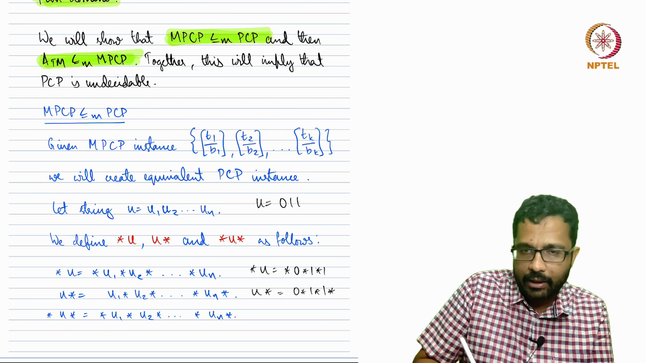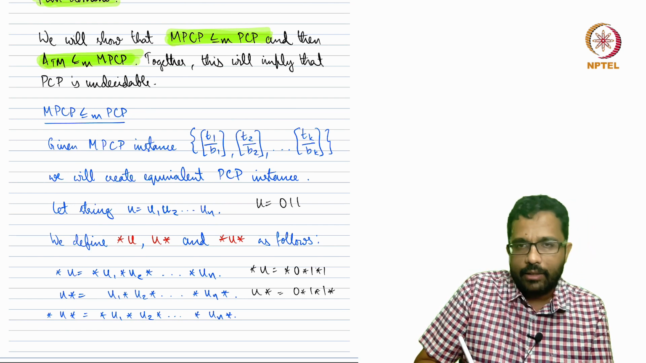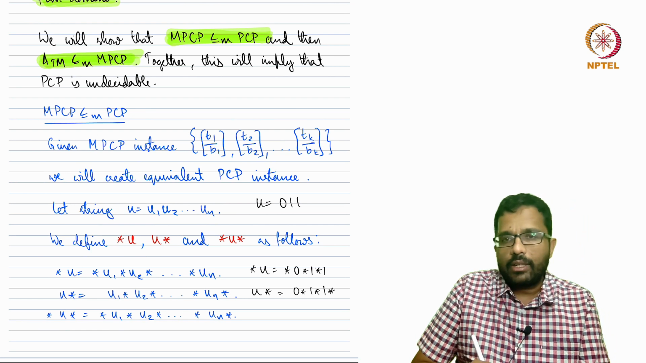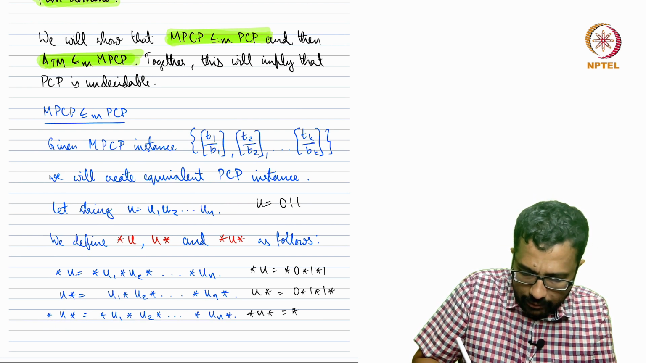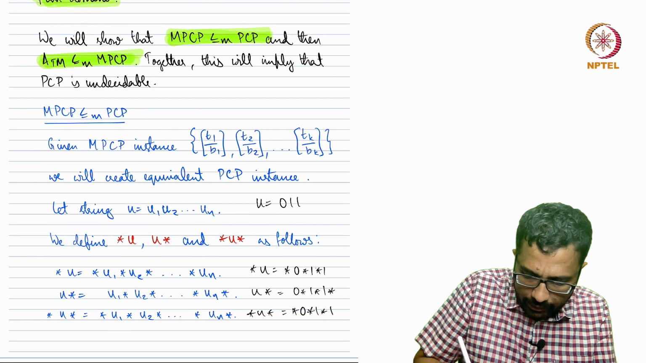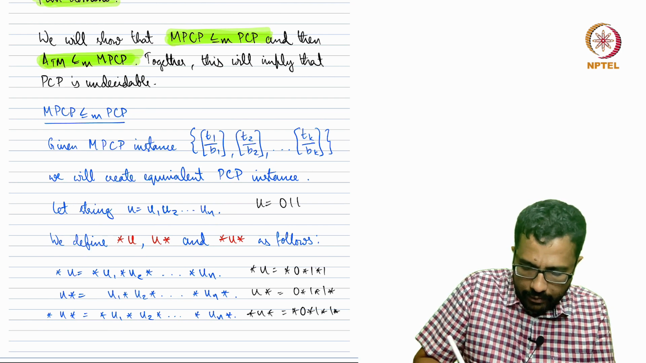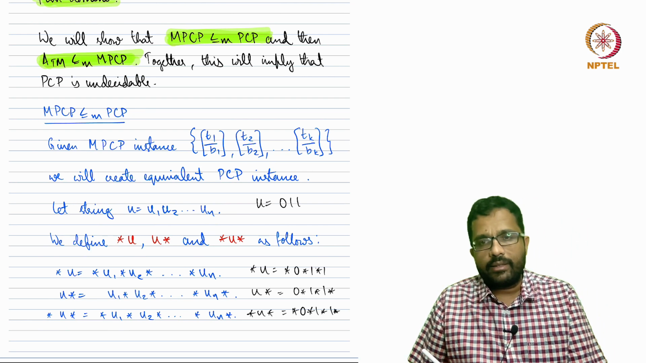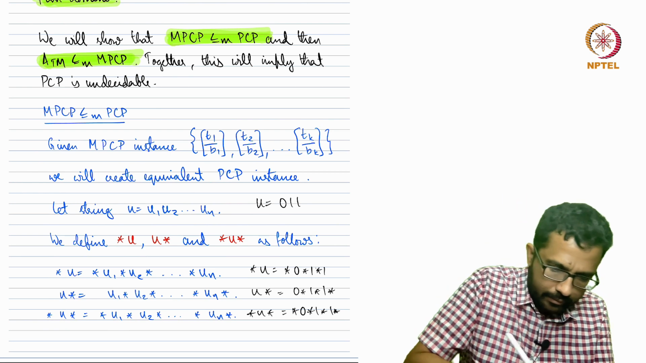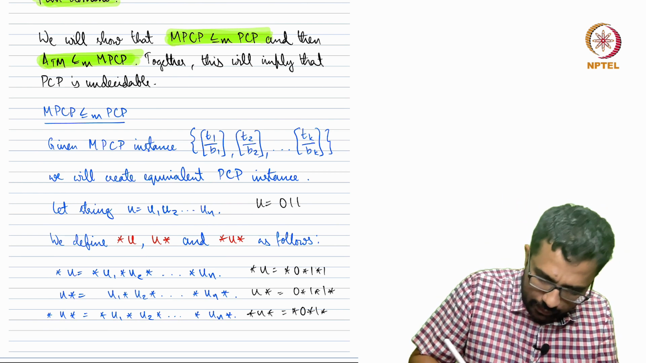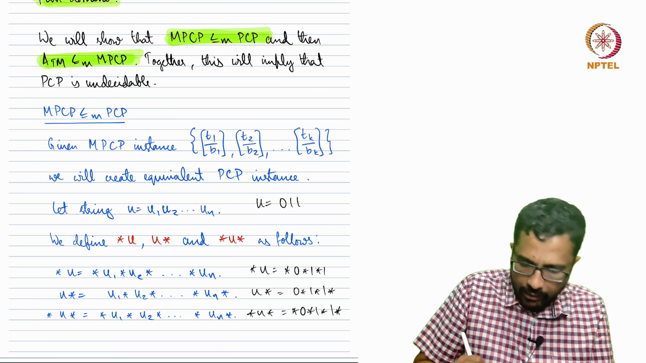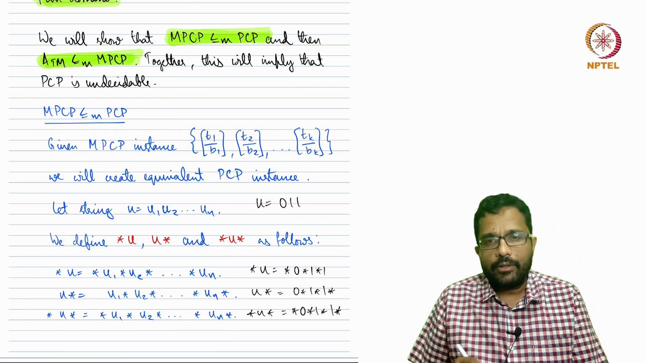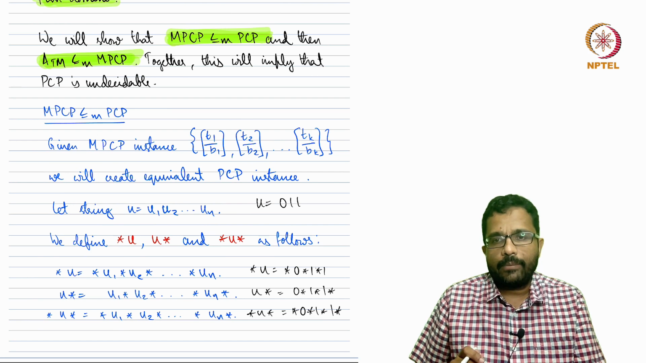In star U there was no star to end. In U star there is no star to begin. And finally star U star has stars at the beginning as well as the end. So I have star 0 star 1 star 1 star. So this is what I mean by star U, U star and star U star.